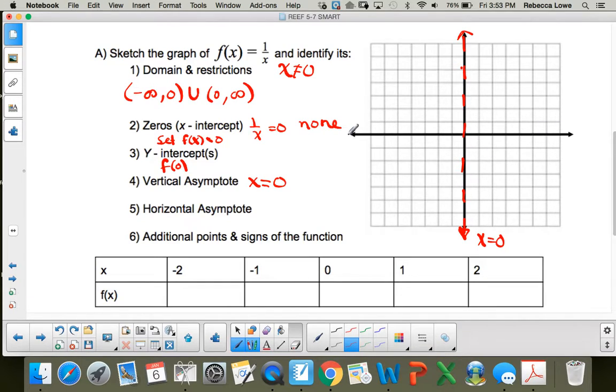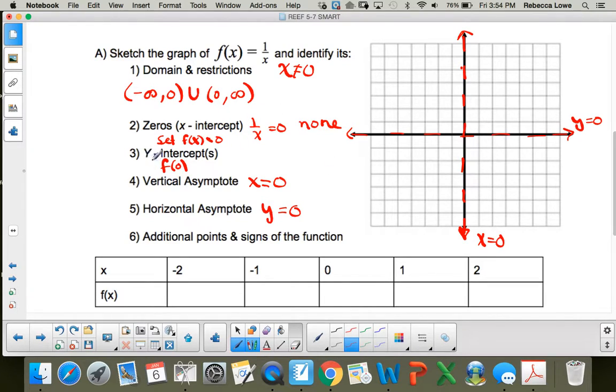Well, if it's never going to cross the x-axis, then I know that it has a horizontal asymptote of y equals 0. And I also know that by just looking at the function, because the degree of the numerator is less than the degree of the denominator. The degree of this is 0 and the degree of this is 1. Remember, the degree is the exponent, the highest exponent for the variable. So the horizontal asymptote is y equals 0.